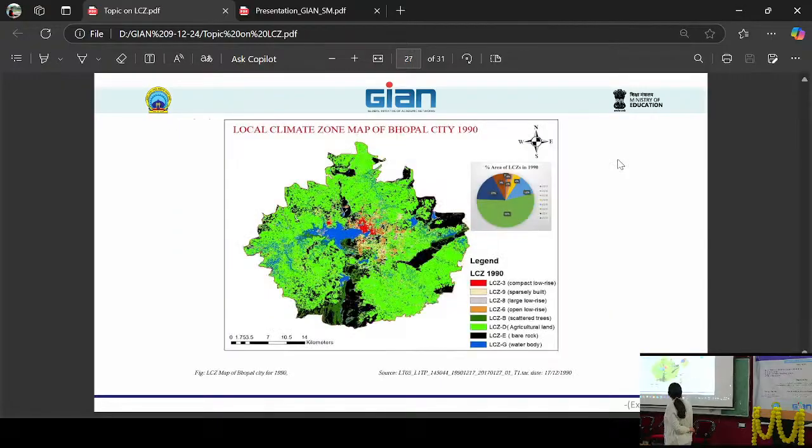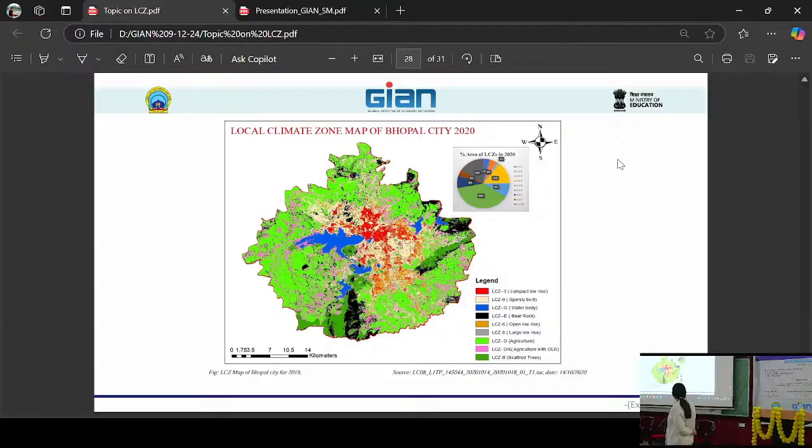Okay, so after this, this is the complete local climate zone map of Bhopal, where you can see that mostly this compact low-rise is the old Bhopal area. Then these are slum areas, where you can see open low-rise. Open low-rise are the government housing areas, large low-rise are the industrial areas, etc. So, these are the prominent ones which we saw in Bhopal. This is the Bhopal planning area.